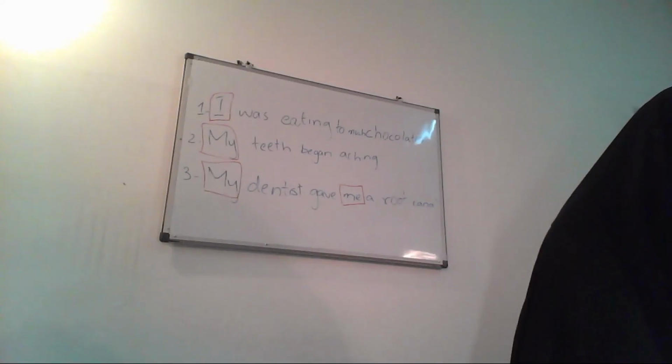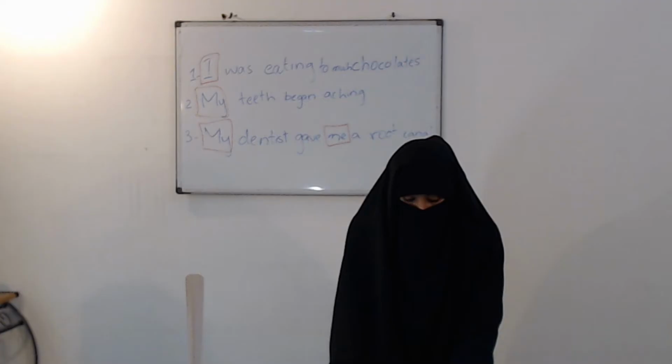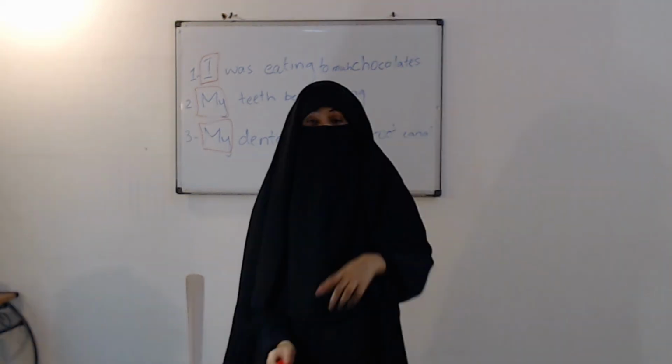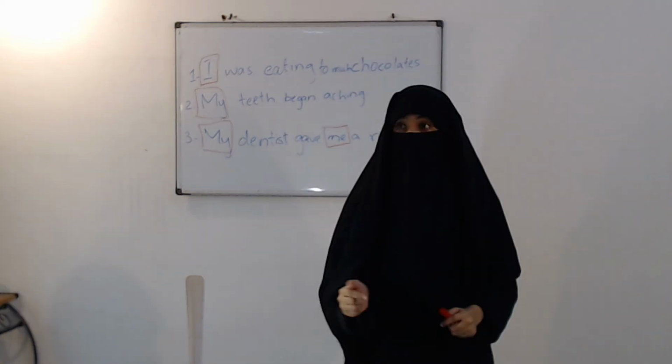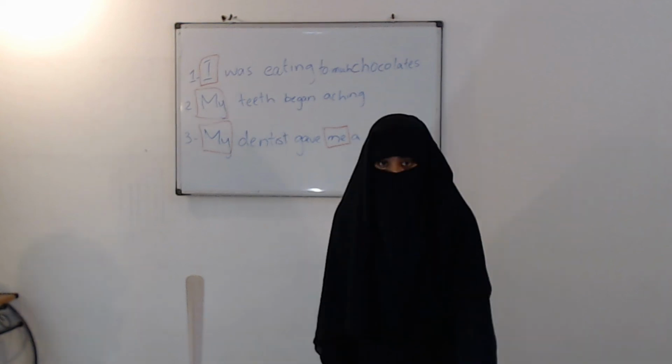Now you come to know who the doer is. I is the doer. That is clear, right? So for detail, you have to ask questions to yourself like what, where, when, how. Then you come to know about the details.